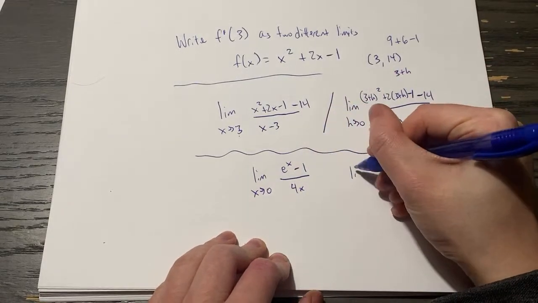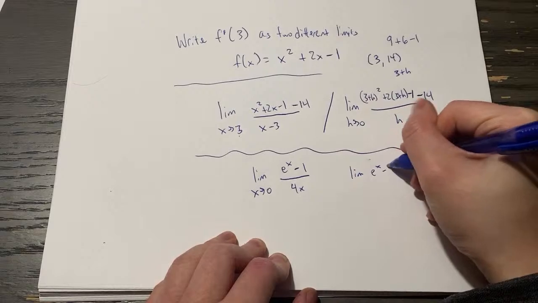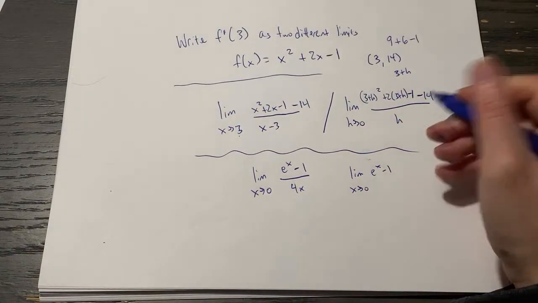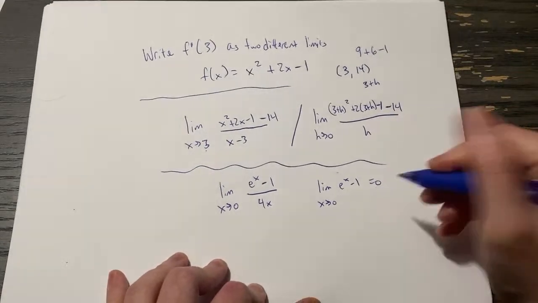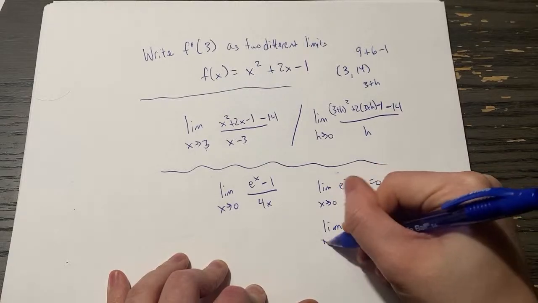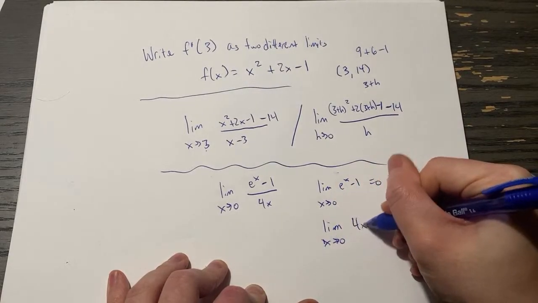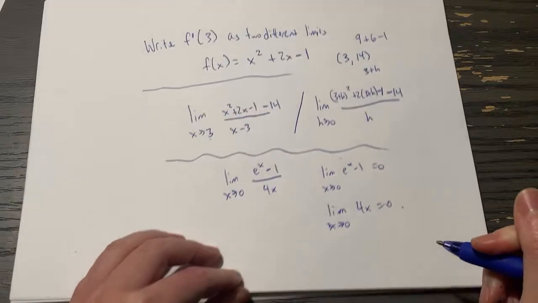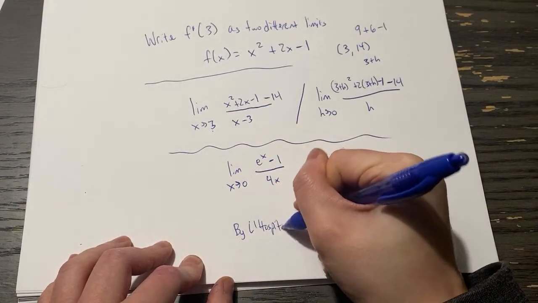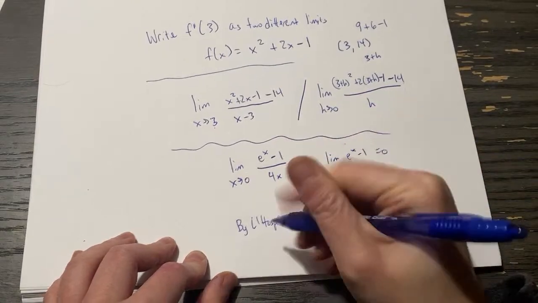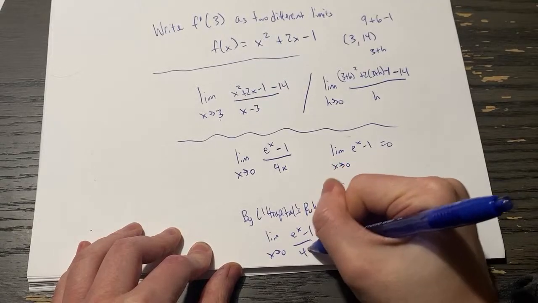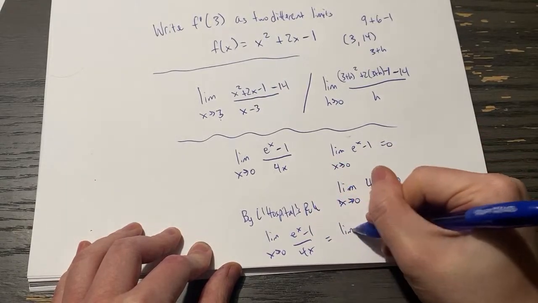You write the limit of the top equals 0. And if you don't know, again, e to the 0 is 1, because anything to the 0 is 1, so this is 0. Then you have to write the limit of the bottom equals 0. My brain's not working right now, so this is also 0. 4 times 0 is 0, of course. And then you write by L'Hopital's rule, and you write the new limit, old limit, sorry, and you set it equal to the derivatives finally.